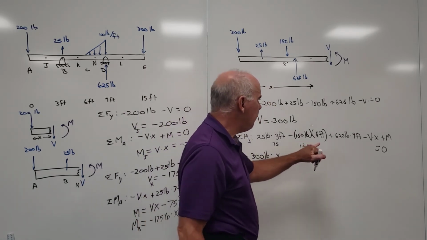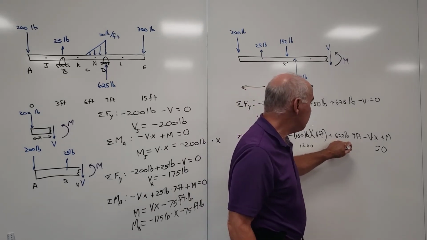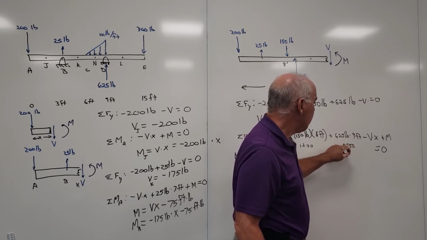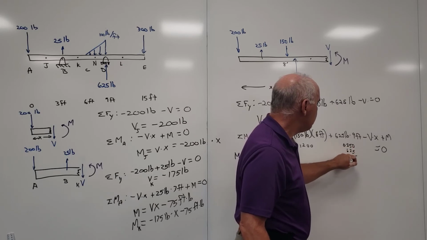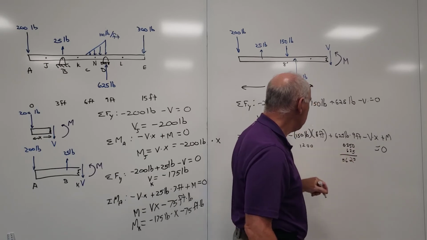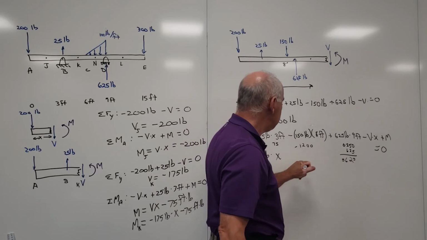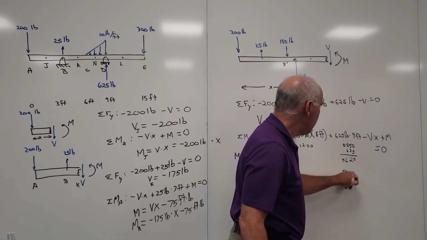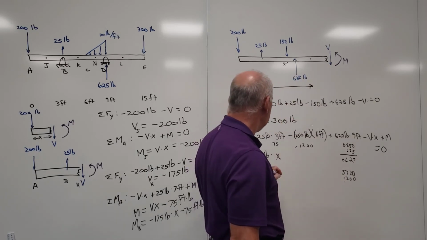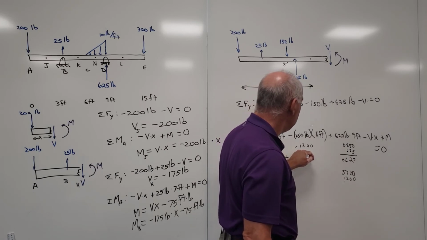Okay, and then 625 times 9, that's going to be 625 times 10, which is 6250, minus 625. Don't have my calculator here, right? So 5,625. And that's positive. This is negative. 75, that's going to be 5,700, minus 1,200. So assuming I did everything correct, that's 4,500. So plus 4,500 foot-pounds.